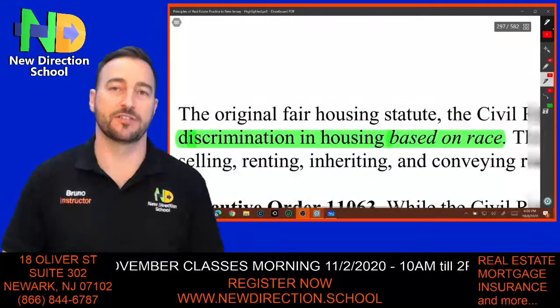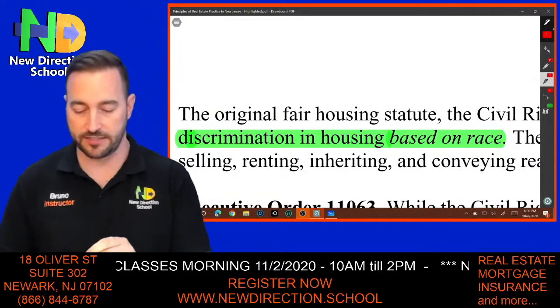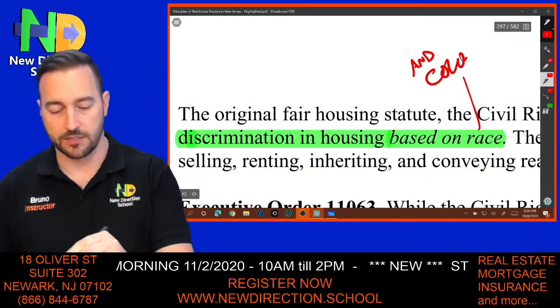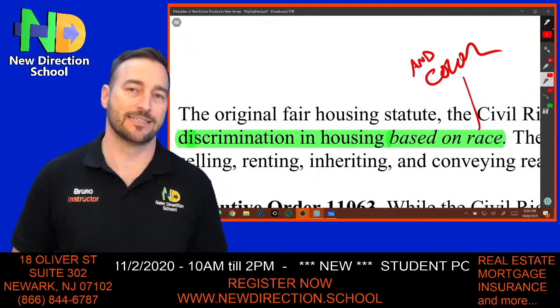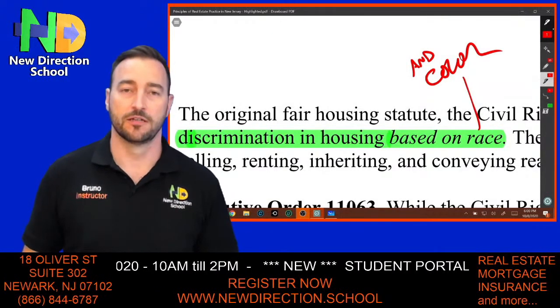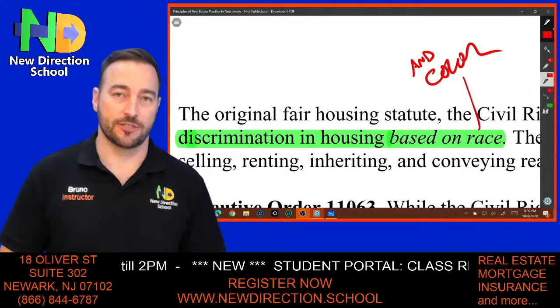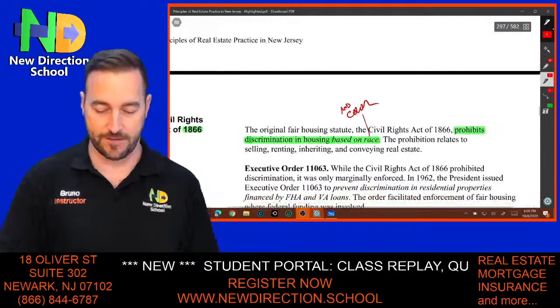It prohibits discrimination based on race. 1866 is based on race. And let me add one more: and color. So it's based on race and color. So every time you see a question in the state exam that talks about race and color, it's a federal law that prohibits discrimination based on race and color. And that's the 1866 federal law.